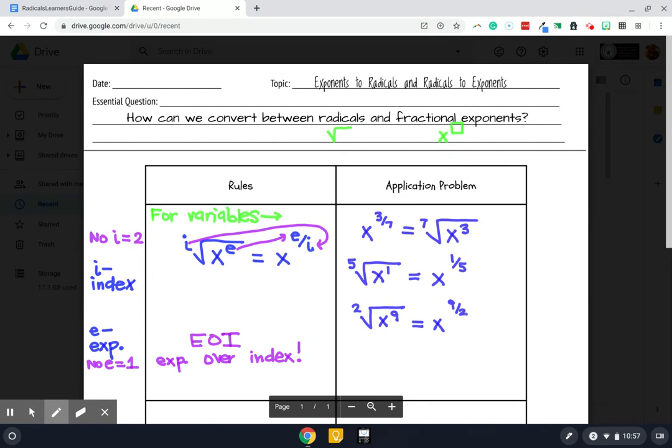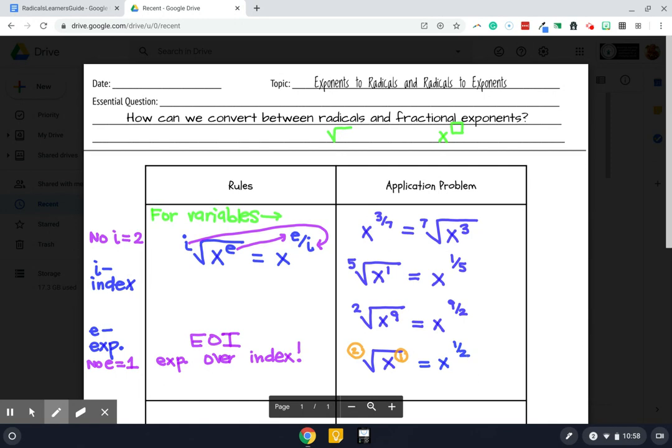Okay, in this very last one, we're going to take a deep dive into this one. If I'm looking at x like this, there is no E, so I know that's a 1. And there is no I, so like that problem we just did, I know that's a 2. And so when I go to E over I, it's a little weird, but it equals x to the 1/2.